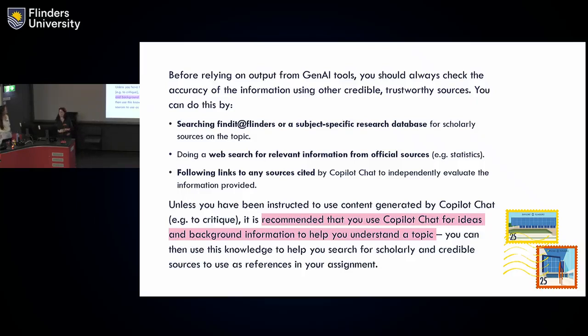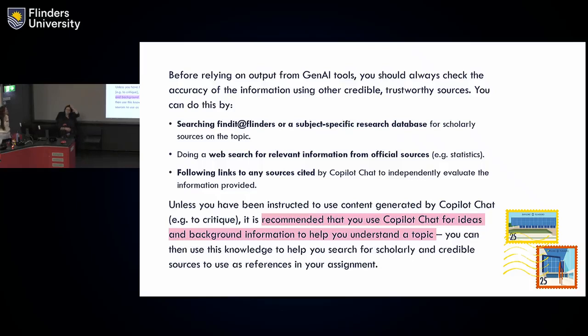Sometimes you might be better off just searching the web for some official information, so from government sources, NGO reports, whatever it might be. And if the tools do provide you citations, just follow those and see where they take you and critically evaluate the content yourself, okay? See if it's something that you feel comfortable relying upon. I guess that's the question you always want to come back to. Am I comfortable relying on this information?